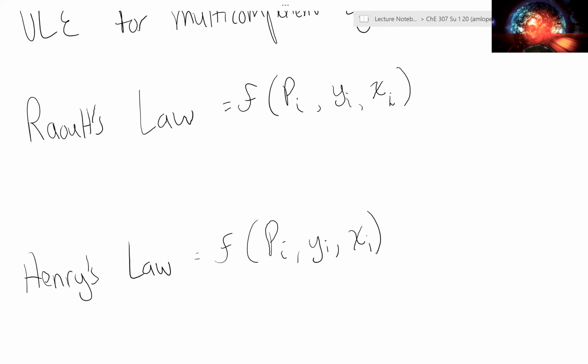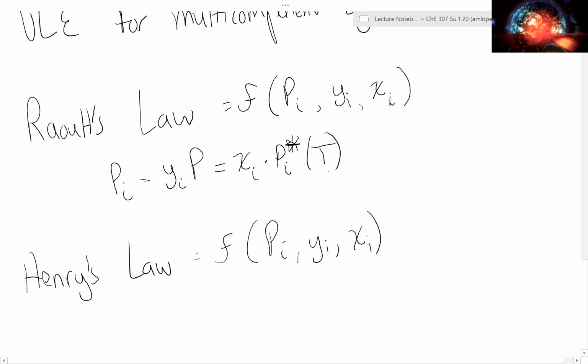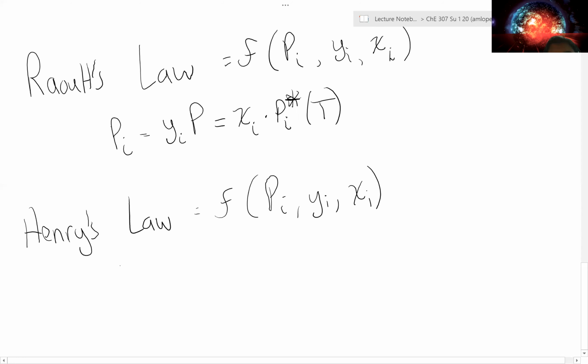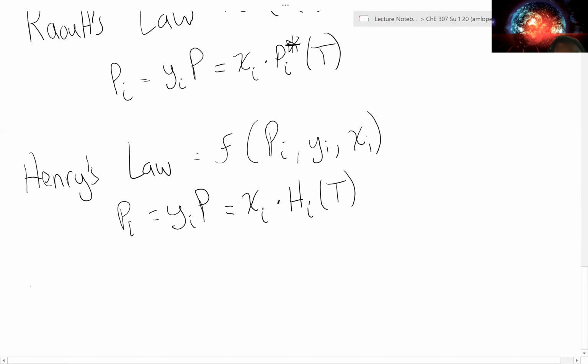So when we're looking at Raoult's law in these systems, we can state the partial pressure of the substance, which we've already identified as the mole fraction in the vapor phase times the total pressure, but we can approximate it as the mole fraction in the liquid phase times the vapor pressure of that substance as a function of the temperature in the system. And when we look at Henry's law, we have a similar equation where the partial pressure of the substance, which is equal to the mole fraction in the vapor phase times the total pressure, is equal to the mole fraction in the liquid phase times some constant that isn't the vapor pressure, as a function of temperature. This H sub i of T is known as the Henry's law constant.